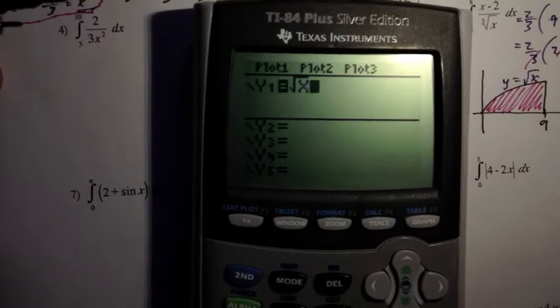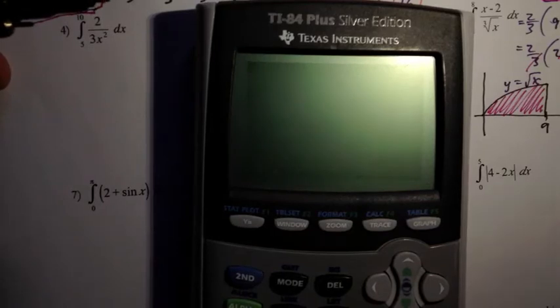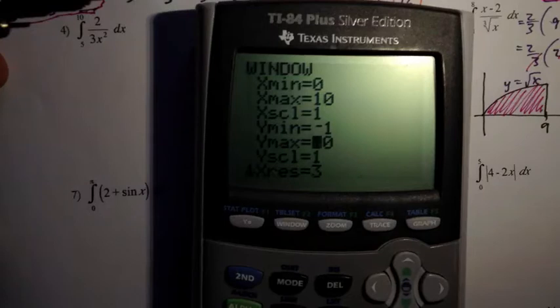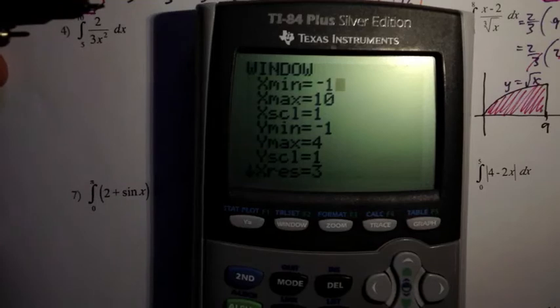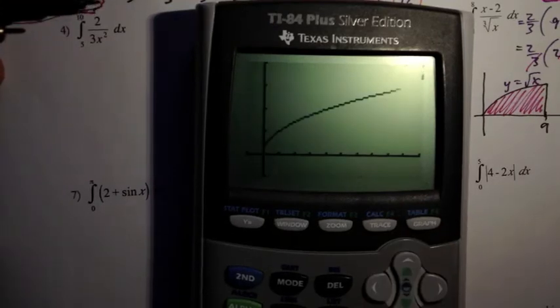Okay, so we have our square root of x defined as our y1, and then we're going to graph it. But first, we're going to adjust our window. We're going to go from 0 to 10 in the x direction, and we're going to go from a little bit less than that, -1 to, well, the square root of 10 would be a little bit more than 3, so let's go to 4. And let's actually adjust our 0 to -1 so we can see a little bit more of that. And then I'll adjust my x res to 1, and then graph. And so you should have a graph that looks like that.